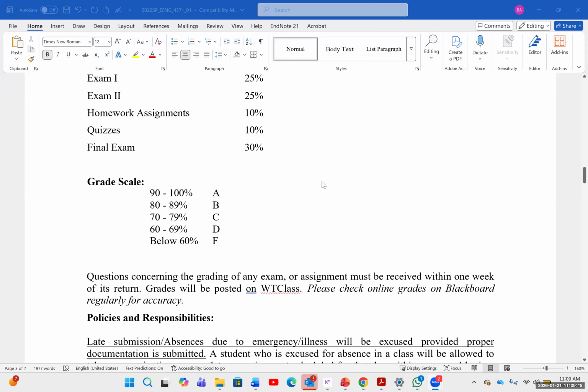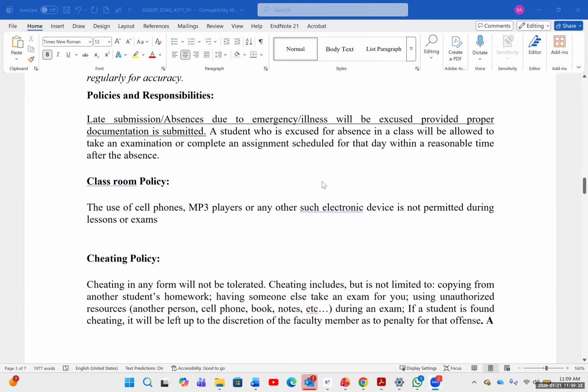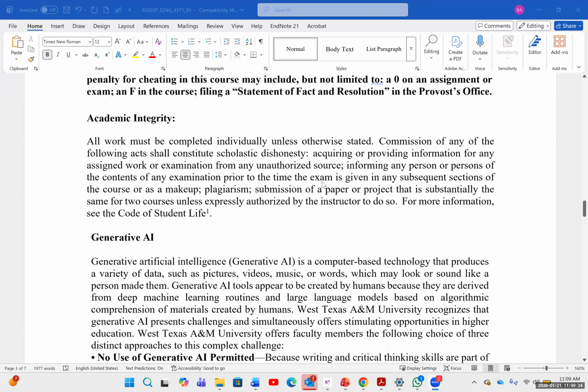The grade scale of 90 to 100% is A, 80 to 89% is B, 70 to 79% is C, 60 to 69% is D, and below 60% is F. If you get a D in this class, you have to repeat the class. So anything below C is an automatic repeat.